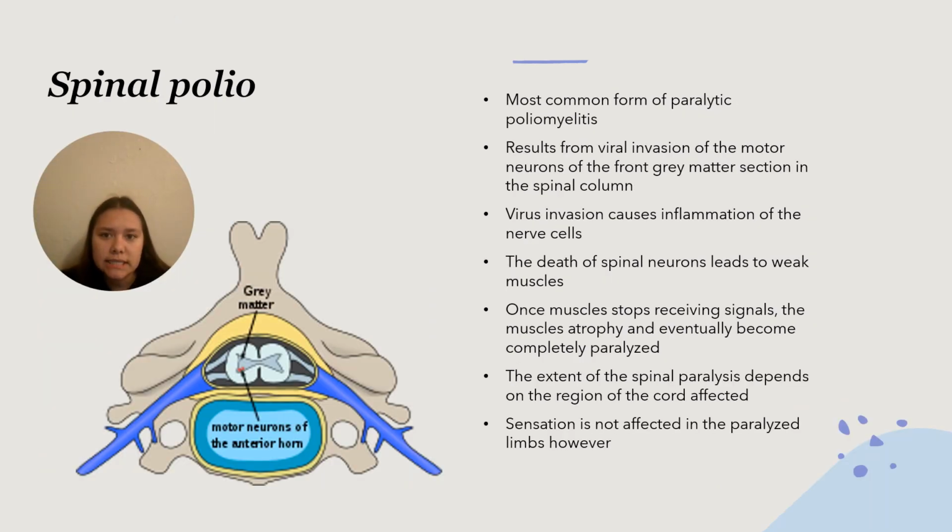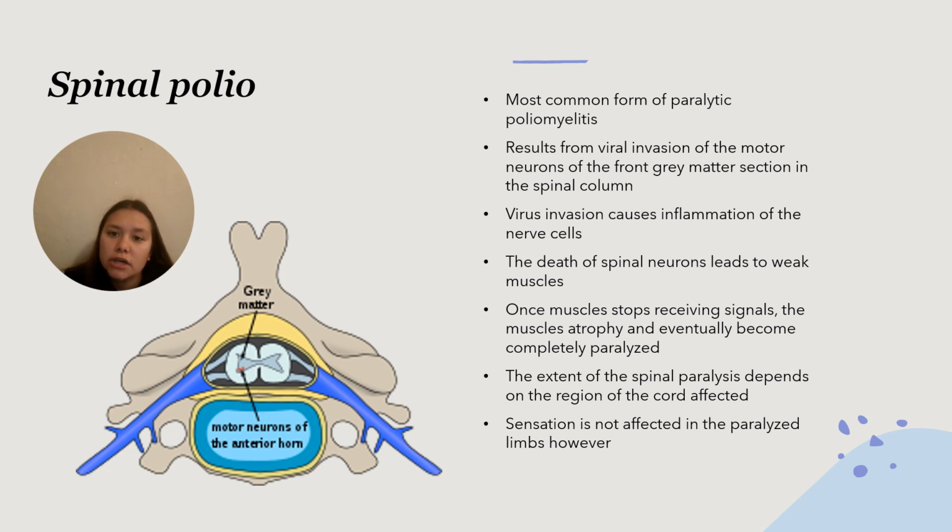So the first kind of paralytic polio is spinal polio. It's the most common form. It results from viral invasion of the motor neurons of the front gray matter section in the spinal column. You can see it in the picture I showed here. It's that red area that one of the arrows is pointing to. These neurons are responsible for the trunk, limb, and intercostal muscle movement. The intercostals are your ribs.